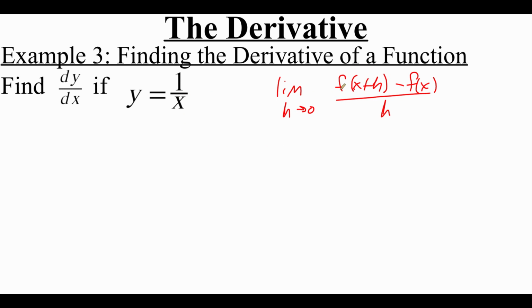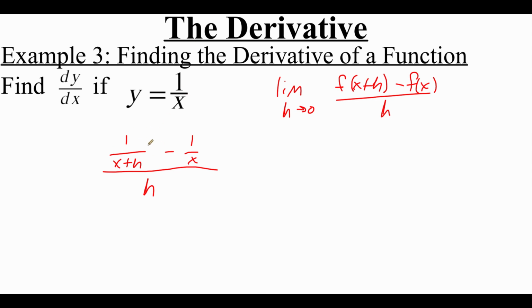So the first thing I'm supposed to do is f of x plus h. So in my function, I'm supposed to get rid of the x that's in there and replace that with x plus h. So that first piece is going to be 1 over x plus h minus, I need my function f of x, so that's just going to be the 1 over x, and this is all over h.